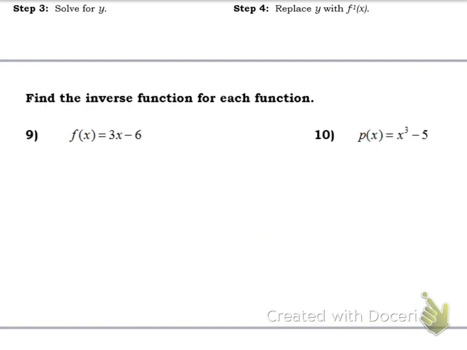Okay, so first we replace it with y. We flip-flop our x and y. Those are the only things that move. I resolve for y in case I want to graph it, so I'm going to add 6. Divide everything by 3. So I've got y equals, that 3 stays on the bottom, 6 divided by 3 is 2, and then I need to say that that's the inverse equation, so that f of x to the negative 1 equals x over 3 plus 2.